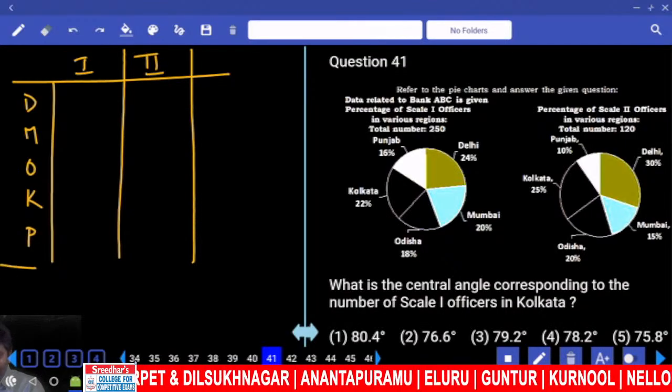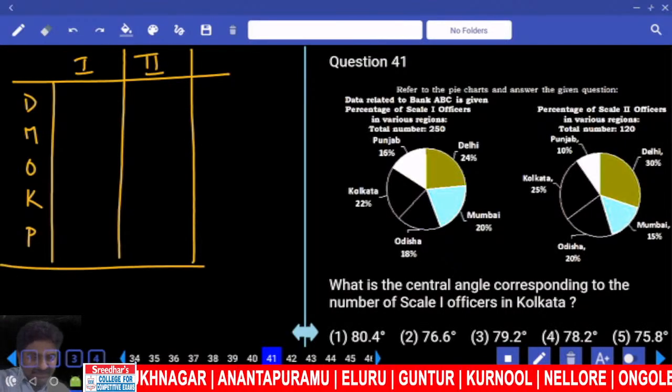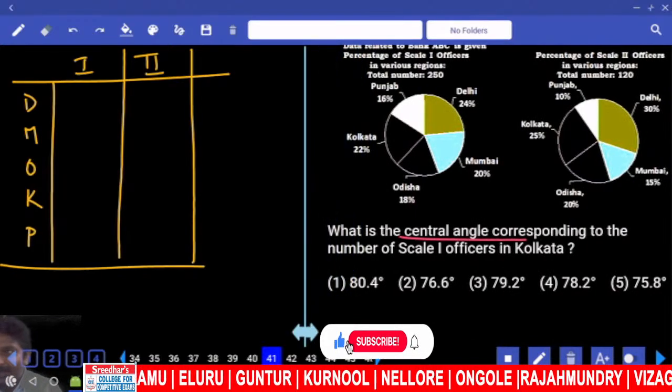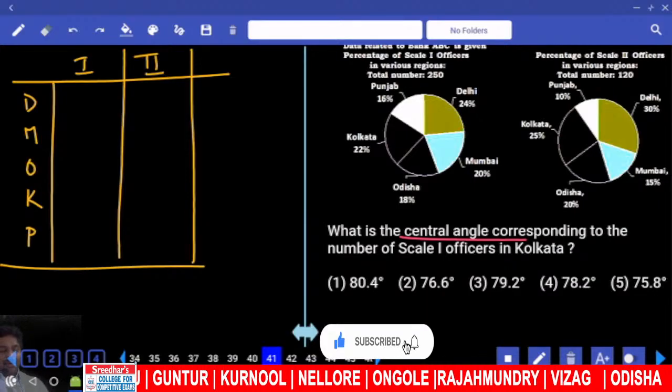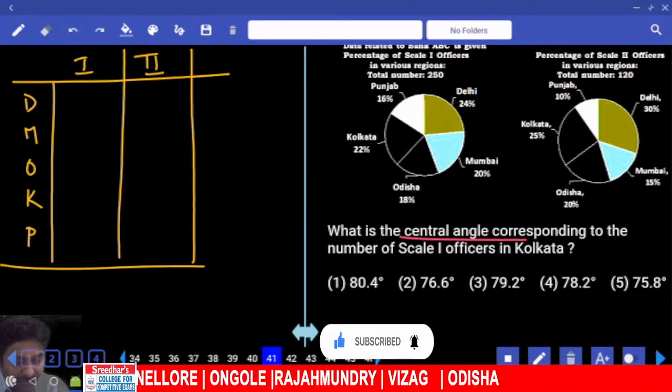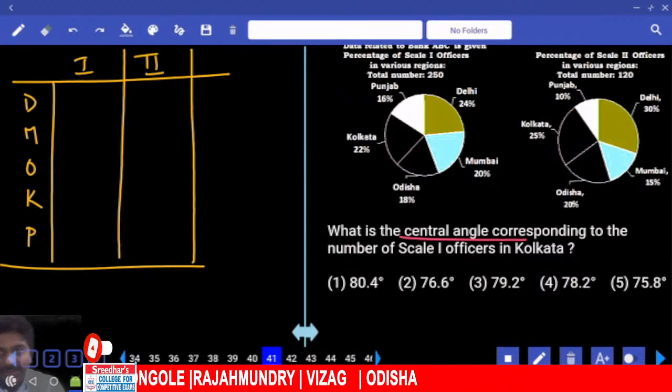Let us not fill the table first. When it is required, we will do. What is the central angle corresponding? Central angle, stop. The answer must be, go to the options. Can it be the first option? Second, third, fourth, fifth? How many? 1.